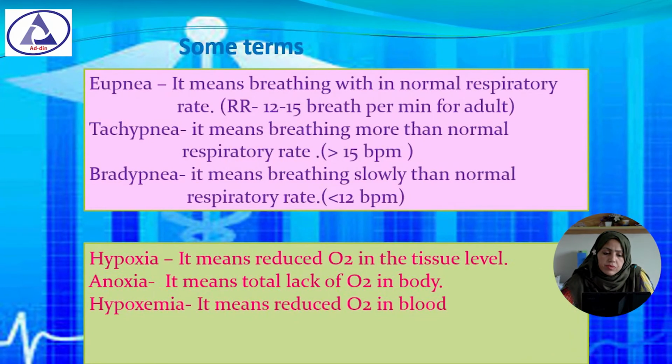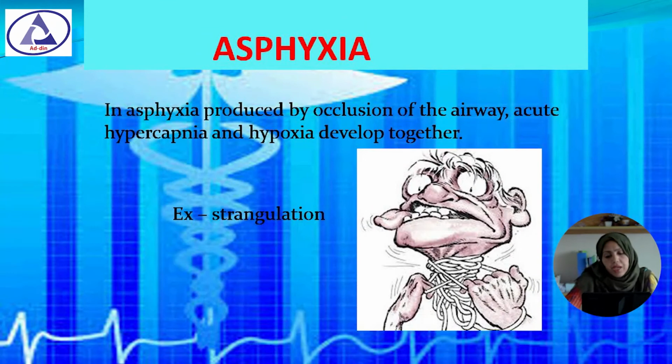Here are the related terms. What do you mean by eupnea? Eupnea means normal respiration, tachypnea means breathing is more than 15 breaths per minute, and bradypnea means breathing is less than 12 breaths per minute. Hypoxia means reduced oxygen at the tissue level, anoxia means lack of oxygen in the body, and hypoxemia means reduced oxygen in the blood. Asphyxia means occlusion in the airway. Acute hypercapnia and hypoxia develop together.